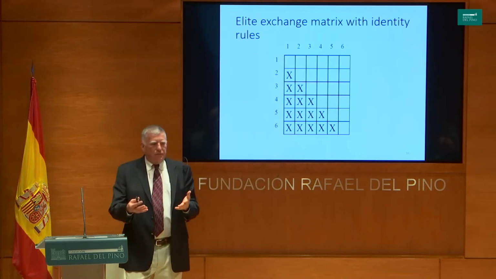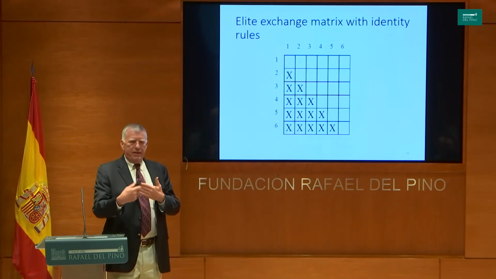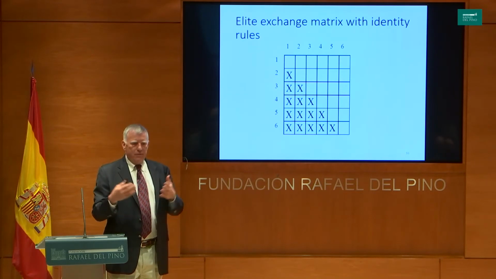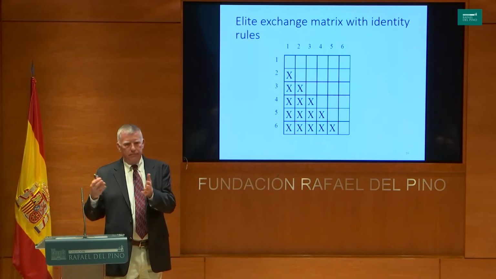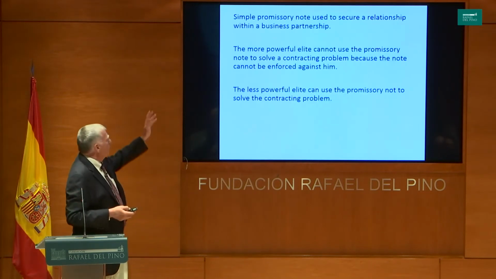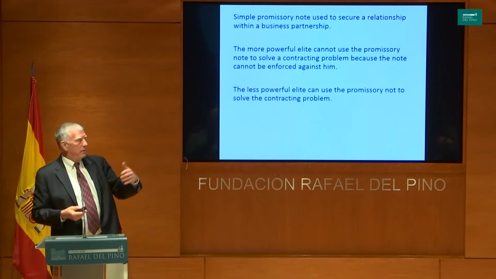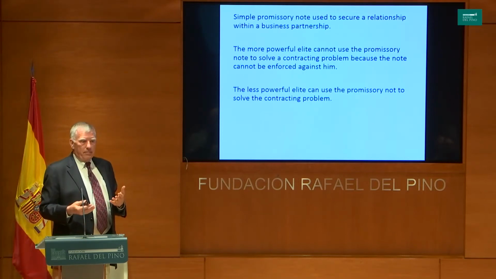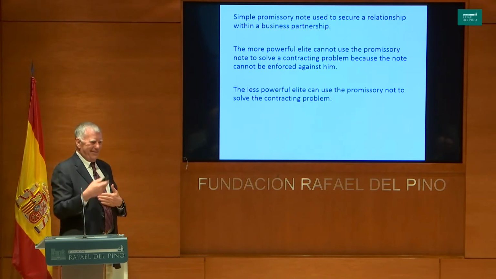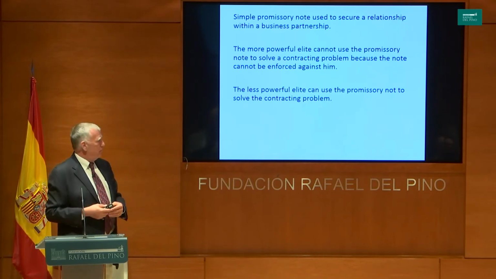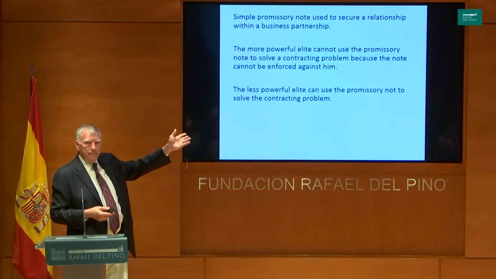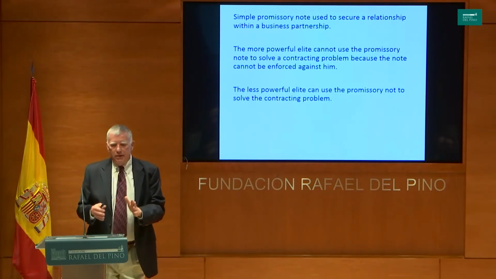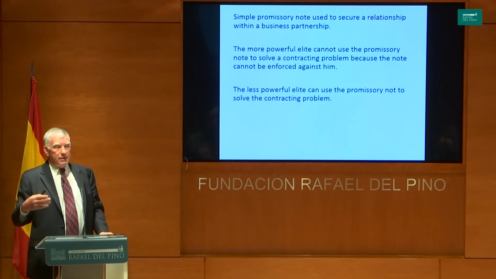So even though we have a rule that's enforced, but it's enforced in an identity-based way, we've got half the number of exchanges that we had in the impersonal rule economy. The more powerful elite can't use the promissory note to solve the contracting problem because he can't credibly commit to honor the promissory note if the relationship breaks down. The less powerful elite can use the promissory note to solve the contracting problem. So in a society with identity rules, we would expect to see exchanges and we would expect to see contracts, but we wouldn't expect to see all the possible contracts.